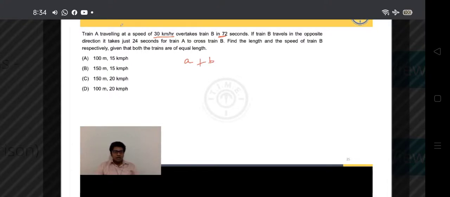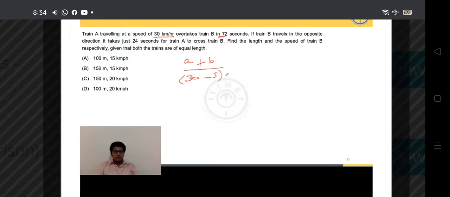Now train A, so always distance is added. So distance divided by speed overtakes. Therefore, this is faster. So this train speed is 30. That's given. Speed of the second train, let me take it as S. So minus S. So everything in kilometers per hour.